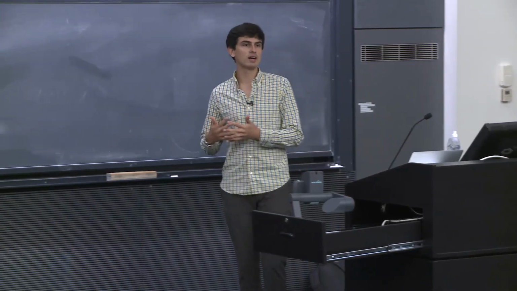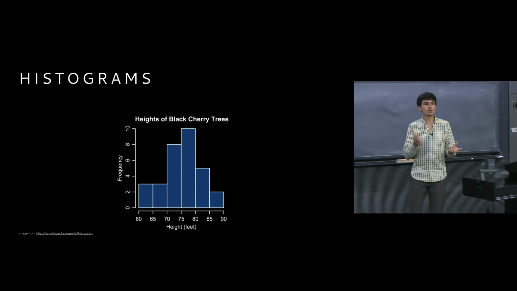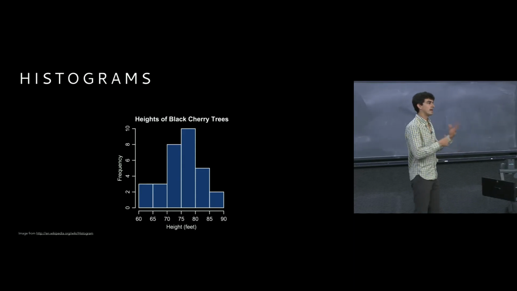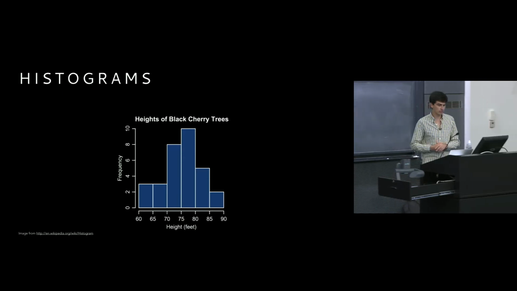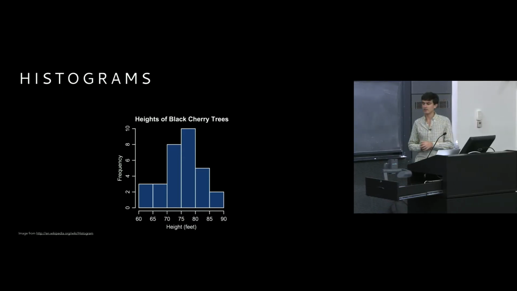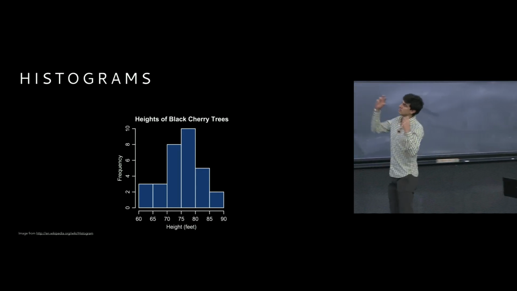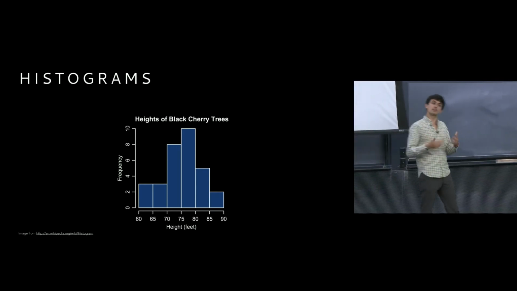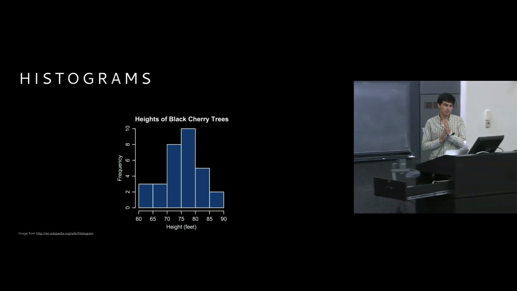Okay, so histograms. Really, a histogram is a very simple concept. Basically, it's just a graph that shows us the number of times that we count a particular thing. It's basically just a count of various things. So for example, let's say that we have this histogram, which I pulled off Wikipedia because it's just such a lovely, very simple example of what a histogram actually is, which is a distribution of heights of black cherry trees.